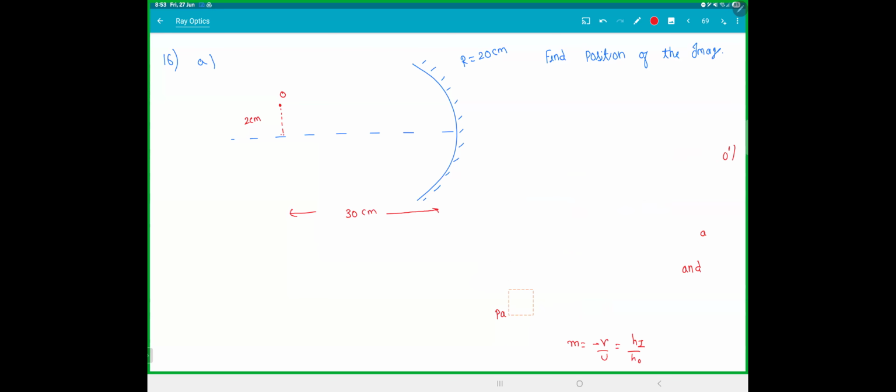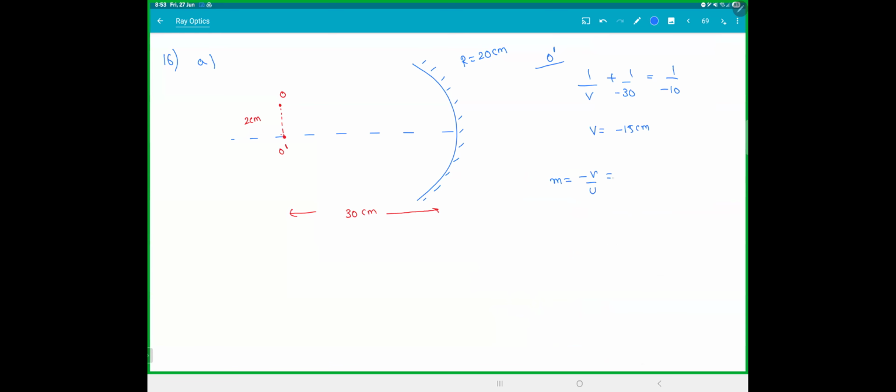Step one, drop the foot of the perpendicular onto the principal axis. So this point will be O dash, which is on the principal axis, so I can use the formula. For O dash, 1 by V, U value is minus 30. Here the radius is negative, so R by 2 gives 1 by minus 10. I will get V equal to minus 15 centimeters. Then use the magnification, minus V by U, which is minus of minus 15 by minus 30. This is minus half. So height of the image by height of the object is minus half. Height of the object is 2 centimeters, so height of the image is minus 1 centimeter.